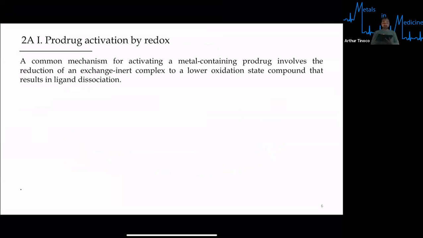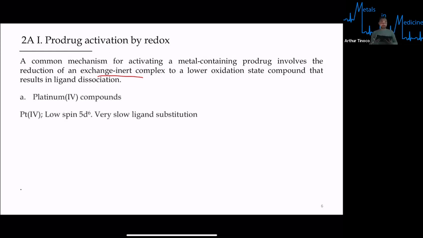So the idea is that you are going to take advantage of something that is stabilized because of its ligand exchange inertness, but then use the environment of cancer cells to biotransform it into something that will potentially be useful therapeutically. So let's look at an example, platinum-4 compounds.